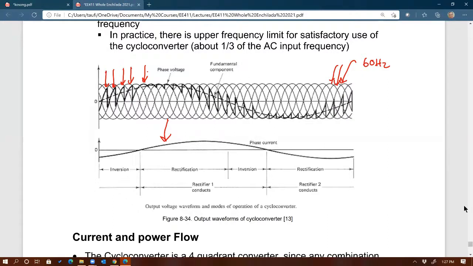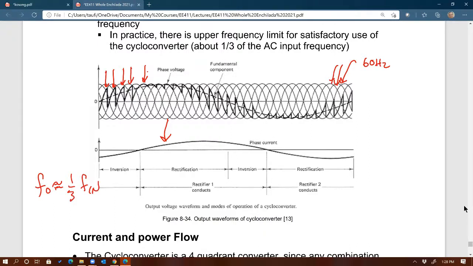Power quality? Yes, power quality is bad, as you can see. What else? The frequency of your output waveform can only be so close to the other waveform before it starts getting really choppy. Very good. You can see that in order for this to give you a good quality AC output, the frequency of the output voltage is typically limited to 1/3 of the input voltage.